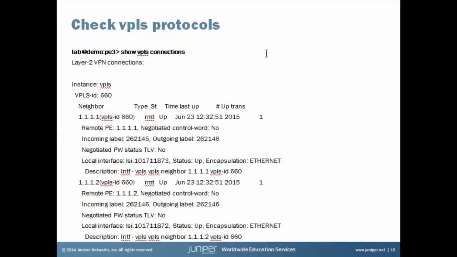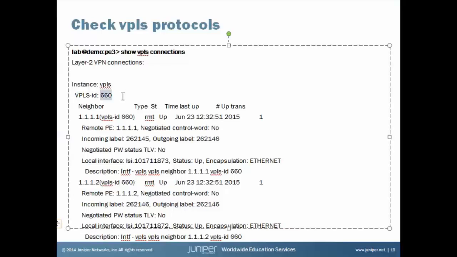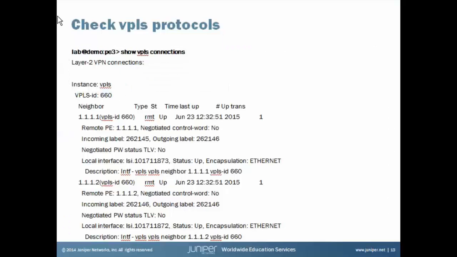And we can check the VPLS protocol here. If we look at PE3, show VPLS connection. Okay, you can see the instance is VPLS. The name of the instance is currently here. We are using the VPLS name. We can change to another, VPN A, VPN B, no problem. And we are using the VPLS ID 660. You remember in the diagram of the topology, we are using the VLAN ID 660.